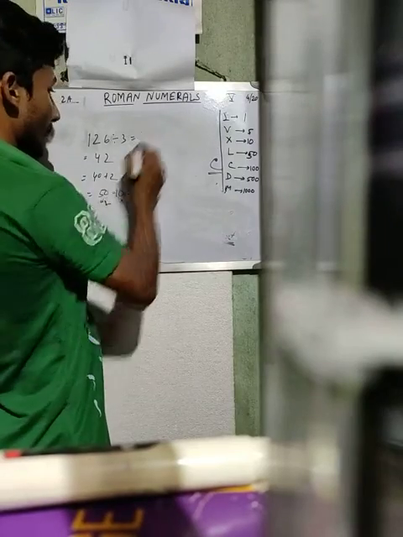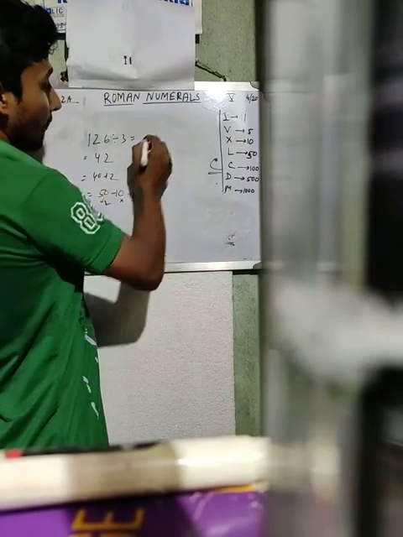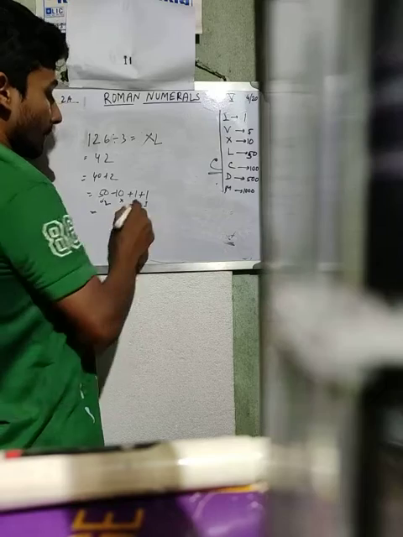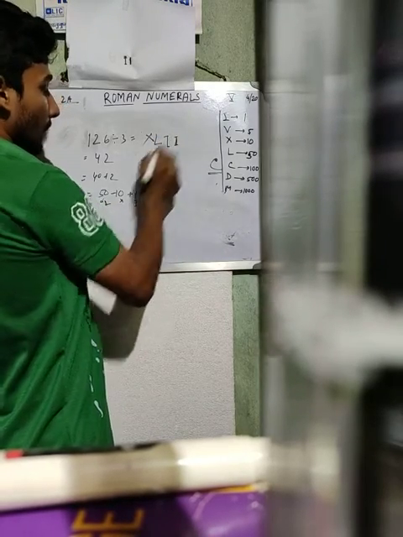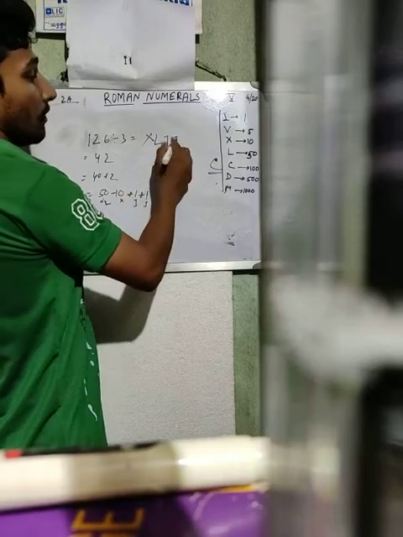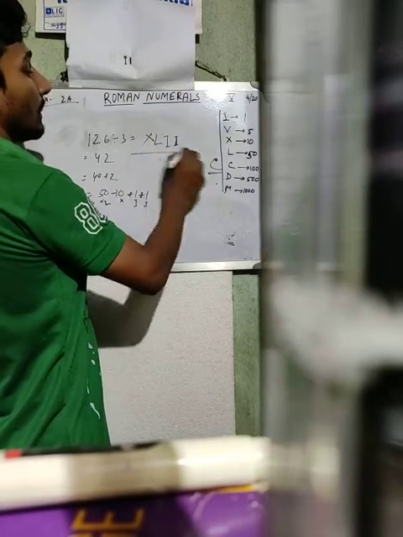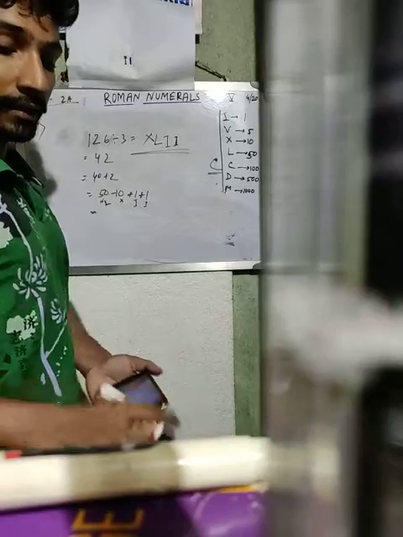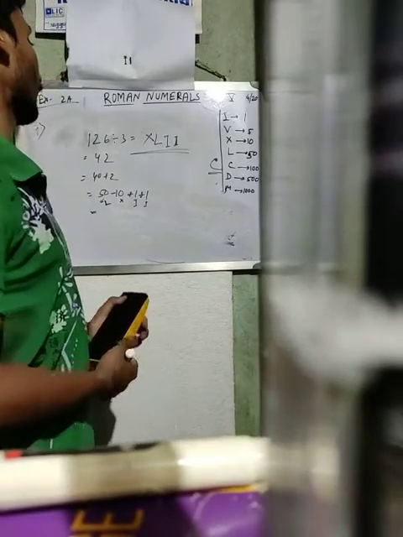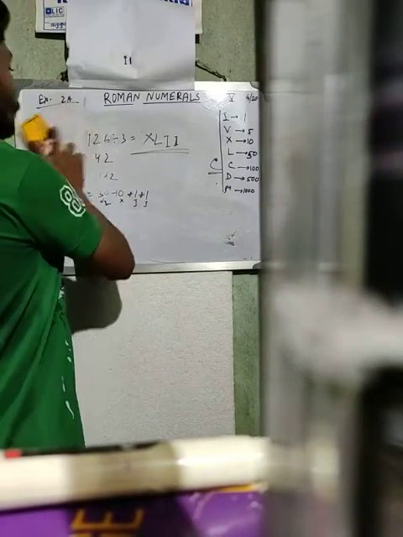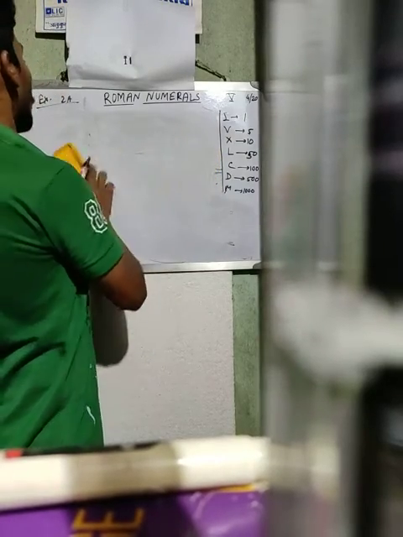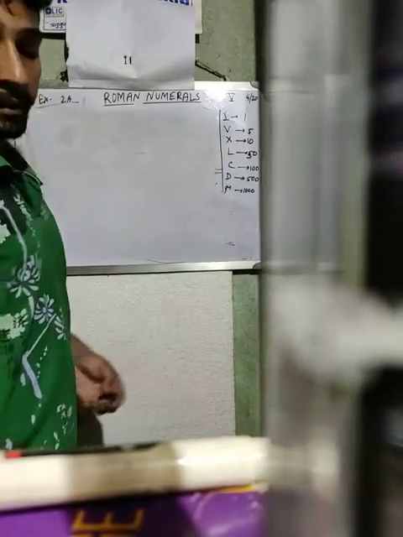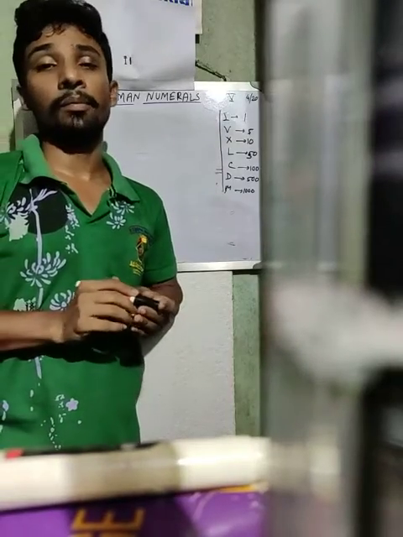So the answer is L, subtracted. Subtraction means to the left side, and I added. Added means to the right side. So the answer is XLII. Clear? Clear? So this exercise is completed. Now you should do it yourself. Okay, practice it at home. Thank you.